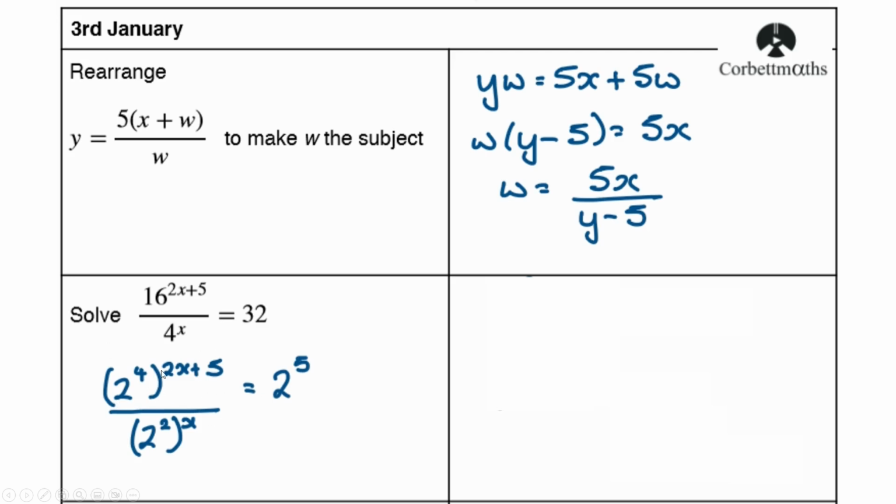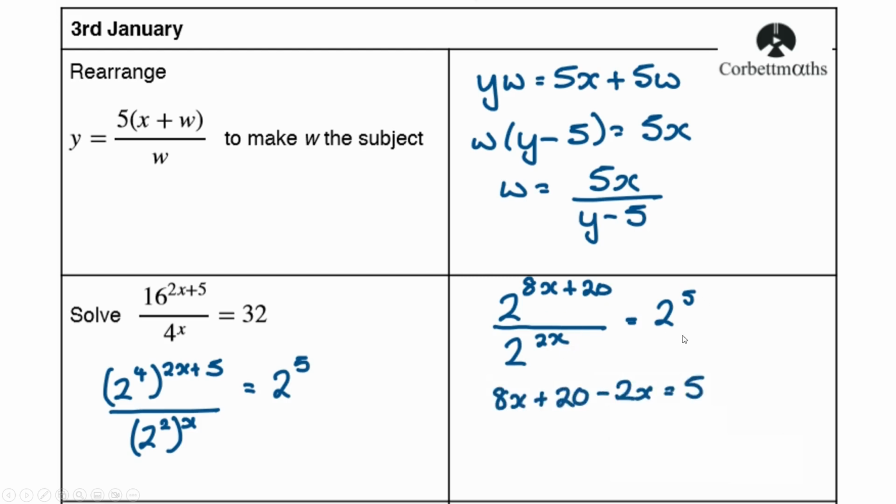Then let's tidy up this numerator here. So brackets mean multiply, so that's going to be 2 to the 8x plus 20. Brackets means multiply, so that's 2 to the 2x, and that still equals 2 to the 5. And crucially, all my bases are now 2. So I can just use one big index rule, so 8x plus 20 minus 2x is equal to 5. I can then collect my x's, rearrange, and x is equal to minus 15 over 6.